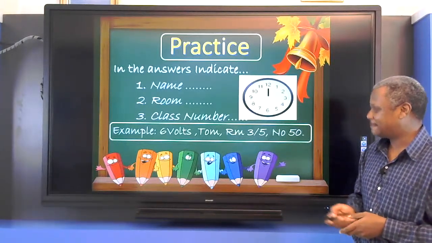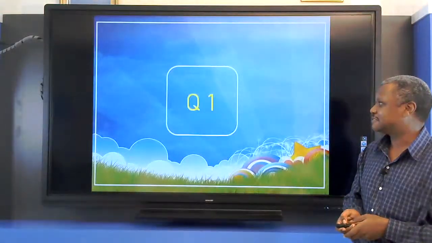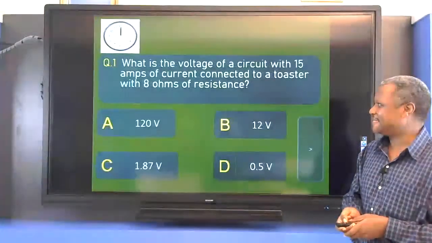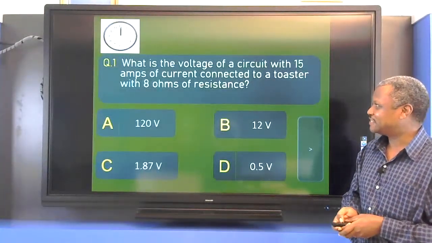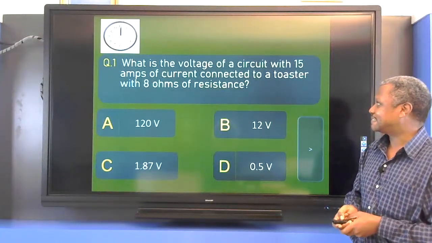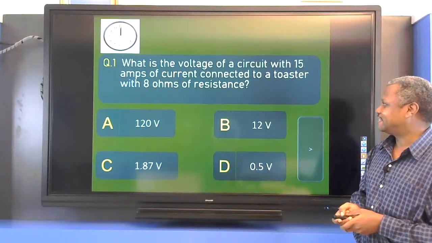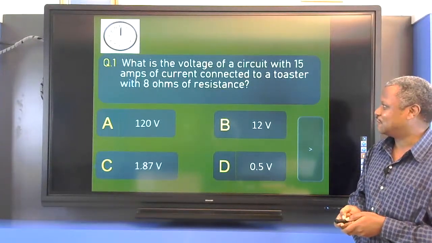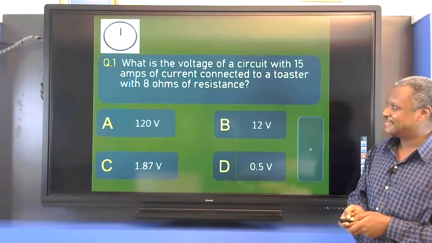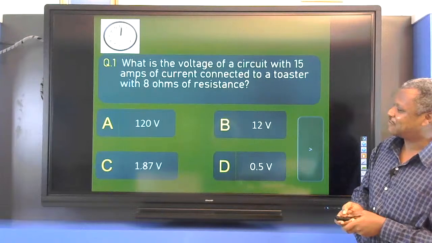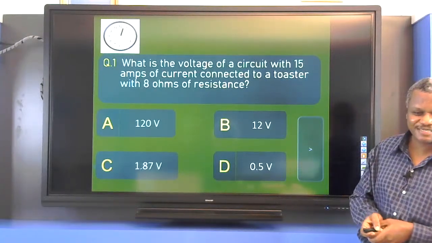Question number 1 is as follows. You have 1 minute to do this. What is the voltage of a circuit with 15 amps of current connected to a toaster with 8 ohms of resistance? And the timer begins now. 1 minute, can you try to do that?